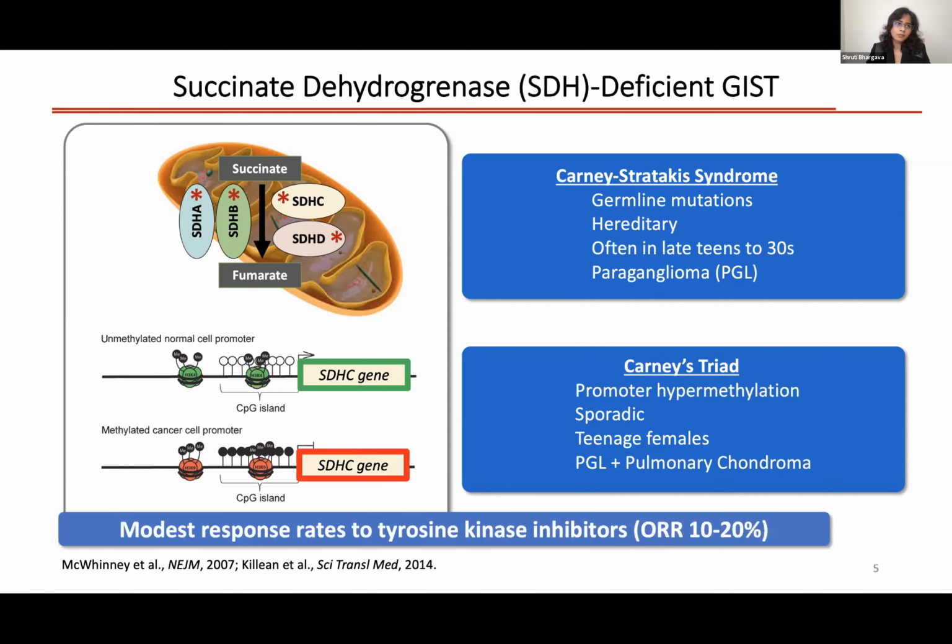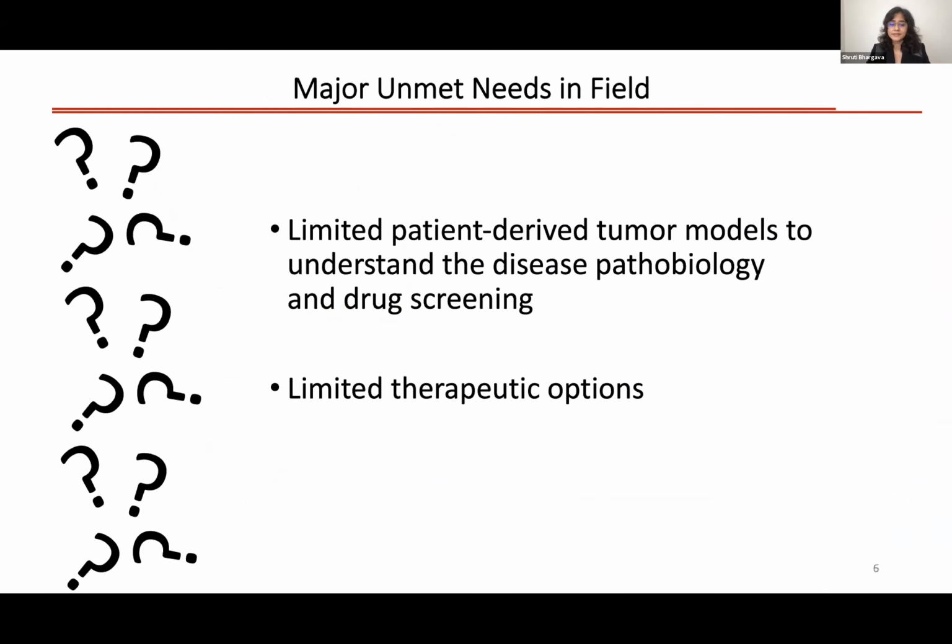One of the challenges that we are facing clinically in SDH-deficient GIST is that they have a very modest response rate to the available tyrosine kinase inhibitors, which are the first-line drugs in KIT mutant GIST. So the present challenges in the field are that until recently, we didn't have good patient-derived tumor models to understand the biology, what exactly is happening in our disease, and also to screen drugs to make therapeutic options available for patient care.